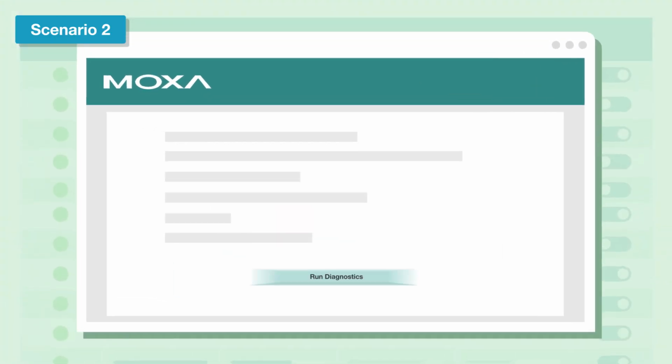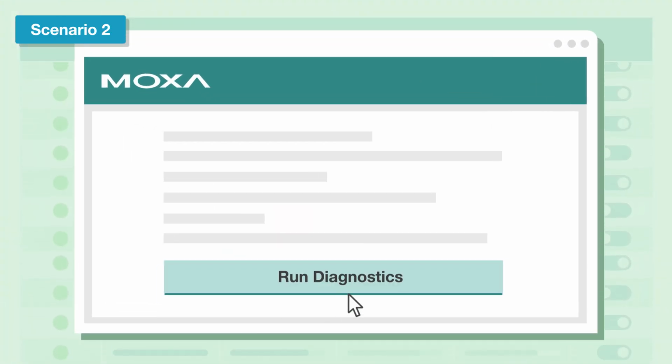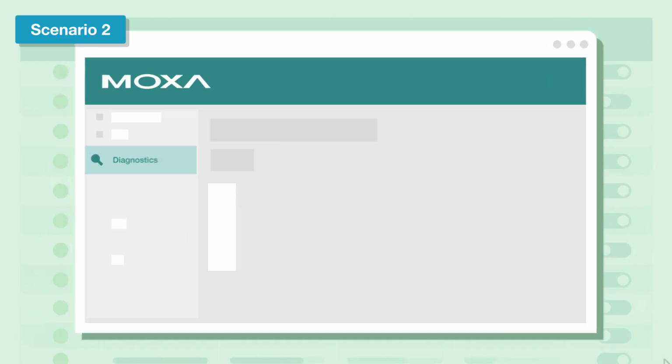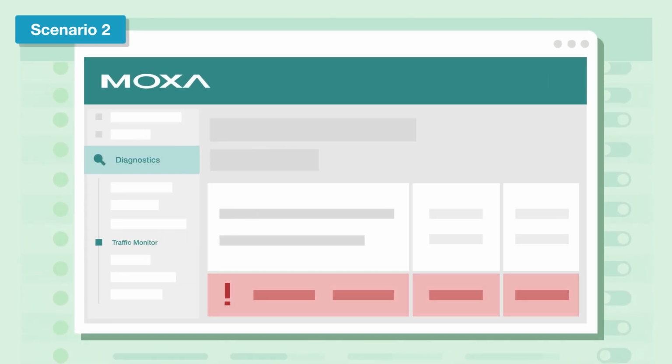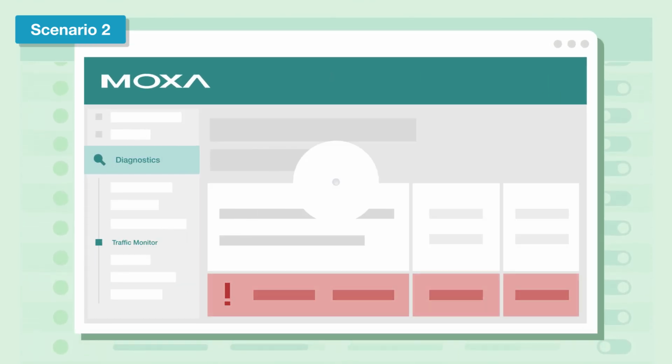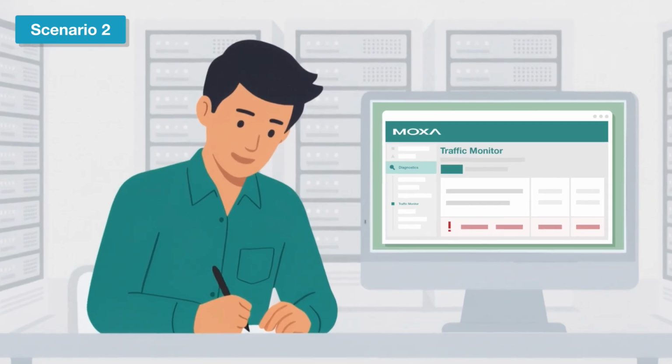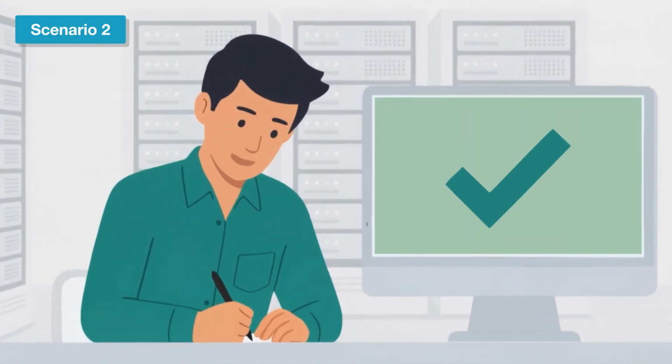NPort and MGate G2's built-in one-click diagnostics cuts straight through the noise. With a single click, you see traffic status details and exactly where the signal died. No cable swapping, no prayer, just a clear answer in seconds.